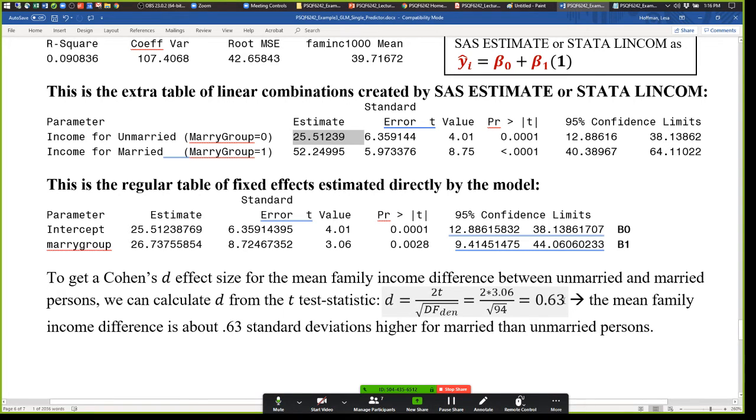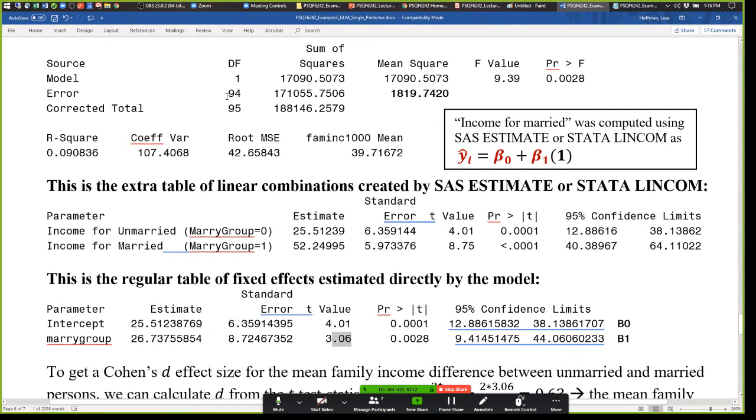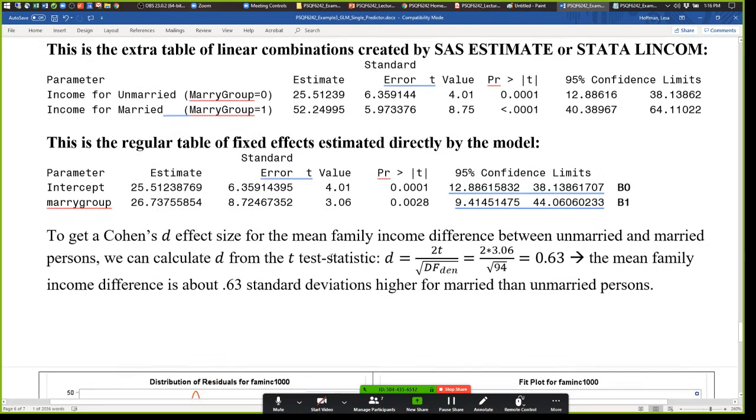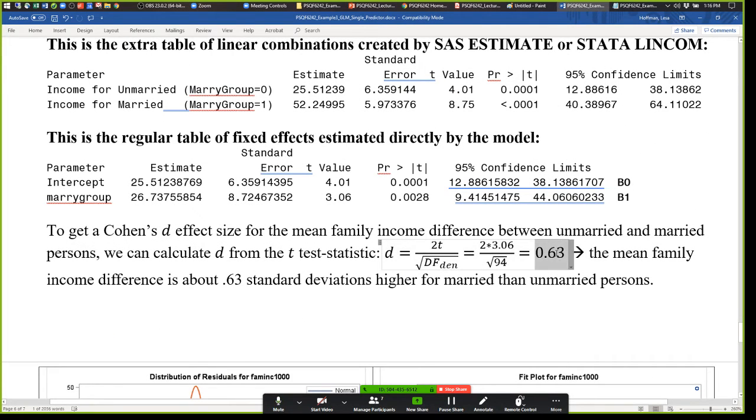And last but not least, here is getting a Cohen's d from this result. The formula here is d is 2 times the t value for the slope, so that's right here, divided by the square root of denominator degrees of freedom. Denominator degrees of freedom is up here. That's your sample size minus the number of slopes in your model. That works out to be a d of 0.6. So the difference in income between unmarried and married people is about 6/10 of a standard deviation.